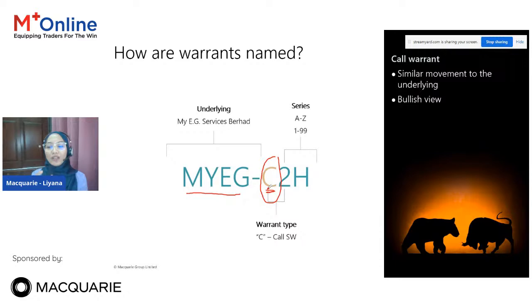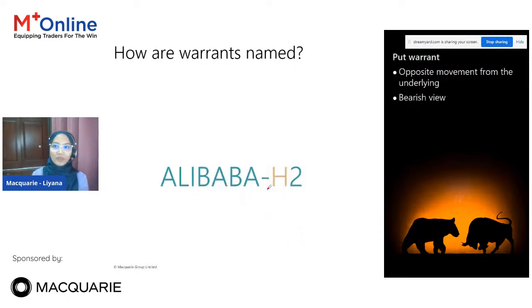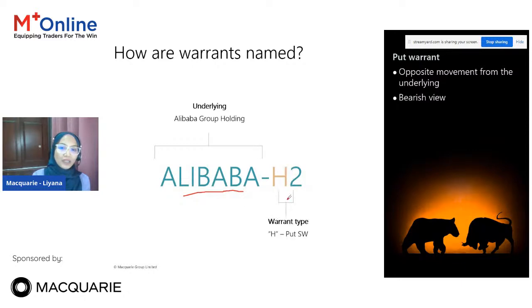Okay. So call warrant ni adalah lebih kepada orang yang dia ada positive sentiment terhadap sesuatu underlying asset ataupun mother share tersebut. Okay. Alright, put warrant ni dia opposite daripada pergerakan call warrant. Okay, so first kali mari kita tengok dia punya nama. Nama dia sama juga, first of all dia akan start dengan dia punya mother share, this is we consider as last name lah. Okay, so last name. So after that dia akan start dengan H, put warrant.